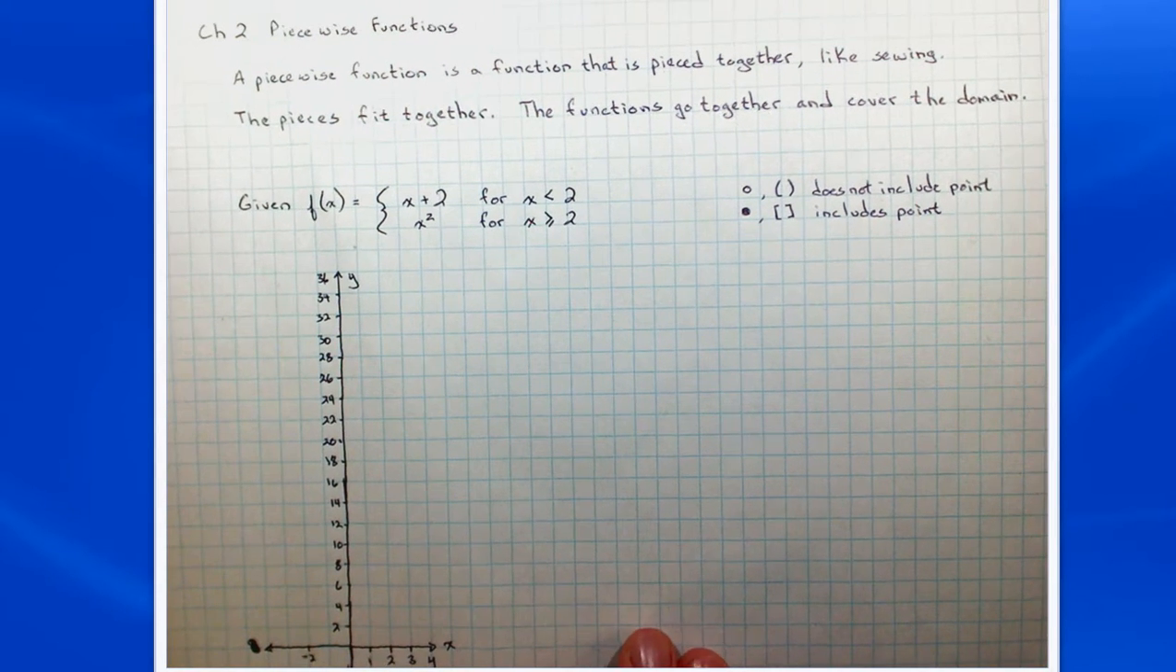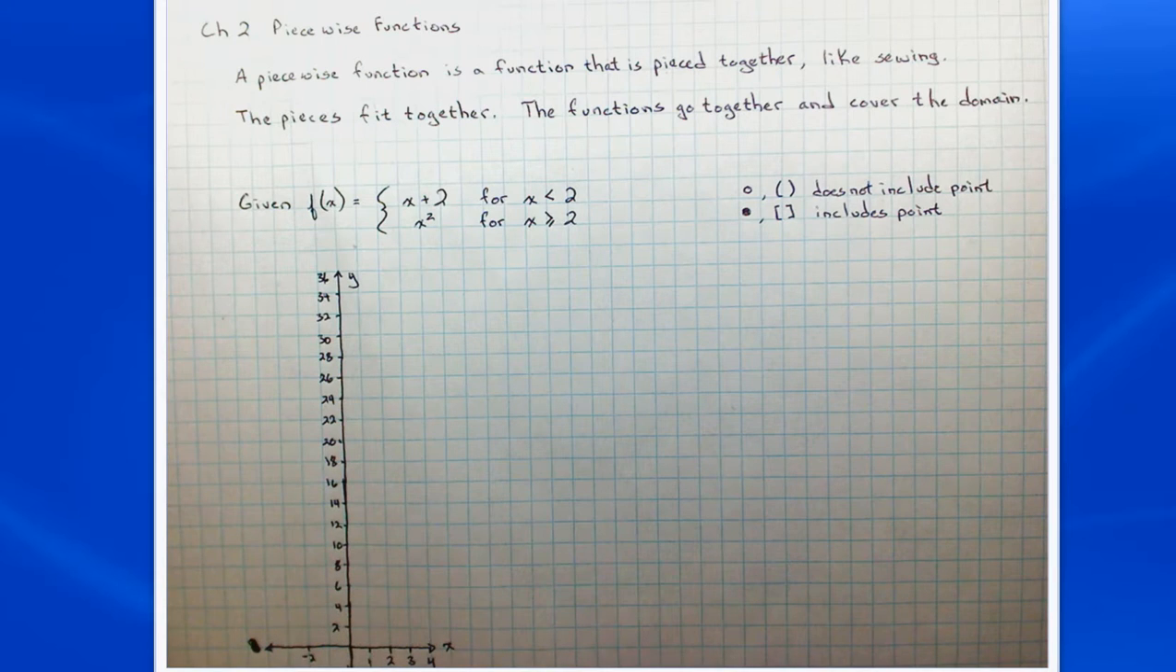Hey everybody. Another concept from chapter 2: piecewise functions. A piecewise function is a group of functions that are put together to make another function. It is made up of other functions that are pieced together, and you can think of it like sewing a quilt. You take different pieces of cloth and sew them together. The pieces fit together. With our piecewise function, the different pieces of the functions that we put together cover the domain of that piecewise function.